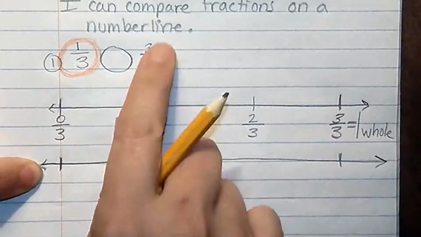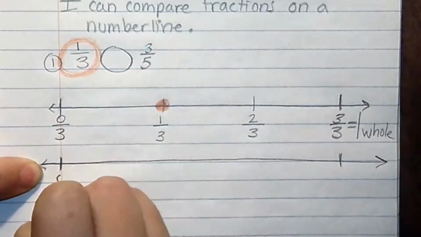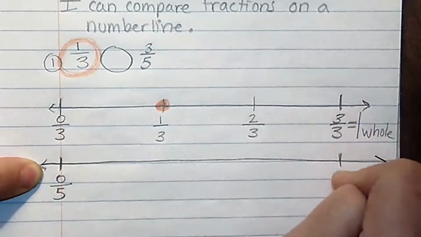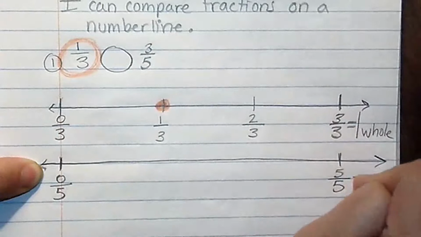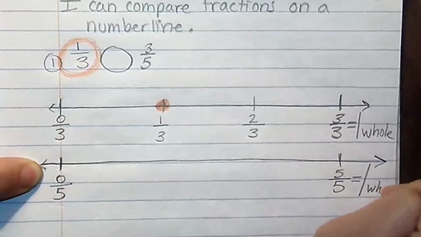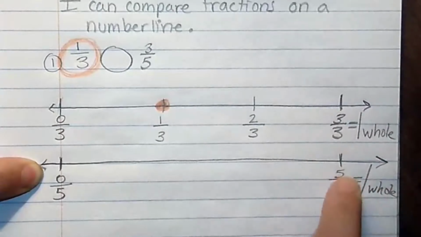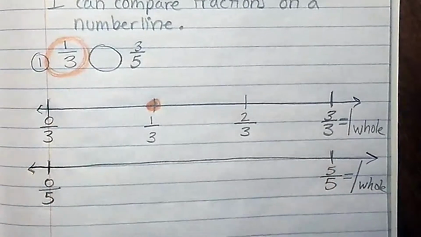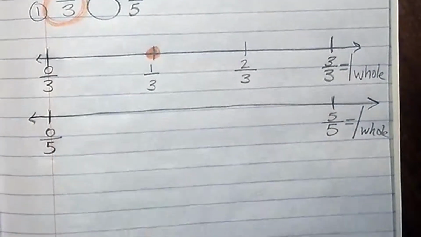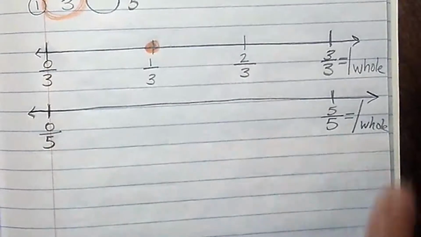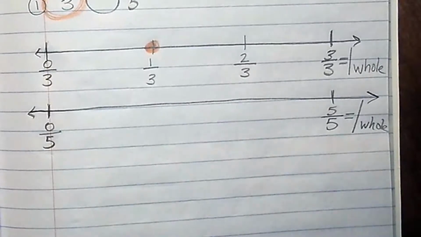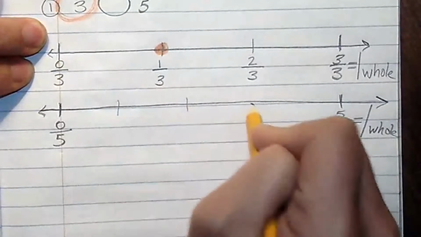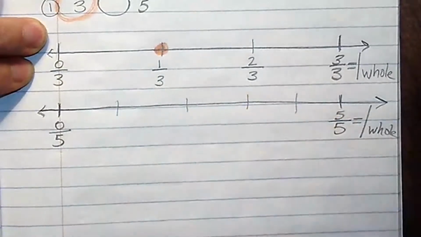This time I need to show 3/5. So at my very beginning, I would have 0/5. And at the very end, I would have 5/5. And 5/5 is the same as 1 whole. Remember, anytime the numerator and the denominator are the same, it equals 1 whole. Now, I need to split this into fifths. So how many lines should I write on my number line? 4. 1, 2, 3, 4.